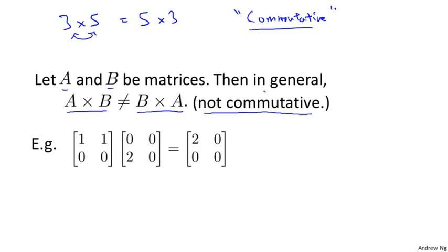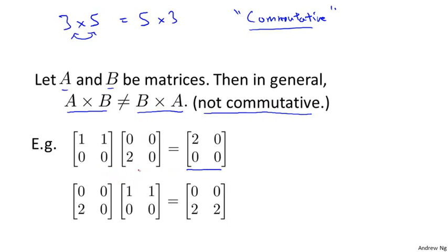As a concrete example, here are two matrices. This matrix [[1,1],[0,0]] times [[0,0],[2,0]]. And if you multiply these two matrices, you get this result on the right. Now let's swap around the order of these two matrices. So I'm going to take these two matrices and just reverse them. It turns out if you multiply these two matrices, you get this second answer on the right. And clearly, these two matrices are not equal to each other.